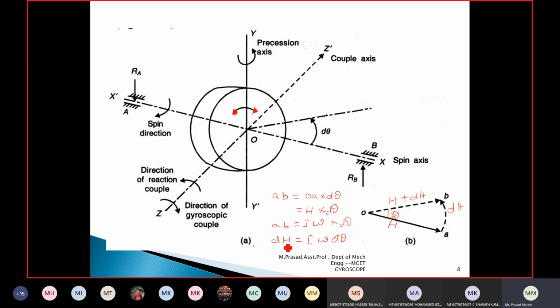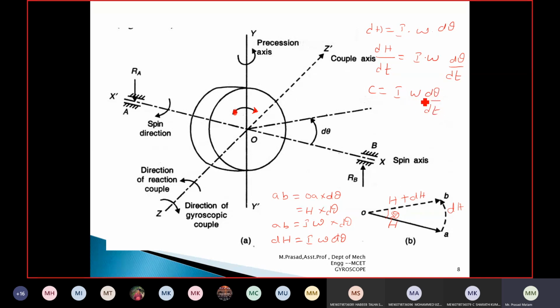Now what we have done? We differentiate this equation with respect to time. dh is equal to I into omega into d theta. Differentiating with respect to time, dh by dt is equal to I omega into d theta by dt. Now dh by dt is the change in angular momentum with respect to time. That is called the couple, which is equal to I into omega into d theta by dt.